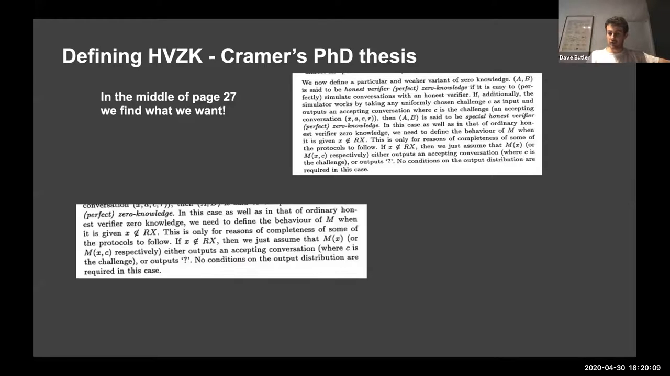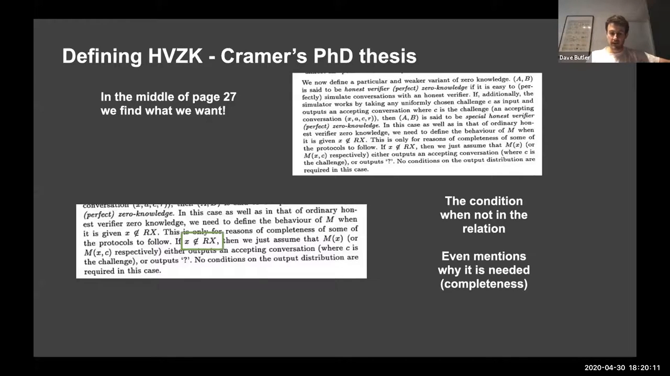If we zoom in a little bit further, we find that it does tell us what to do when things are not in the relation. The notation's changed slightly here, but I think we get the idea that X is somehow not in this relation. And if we look at this line above, it's slightly obscured by this green line, but Kramer even tells us what's happening, what the need for this is.